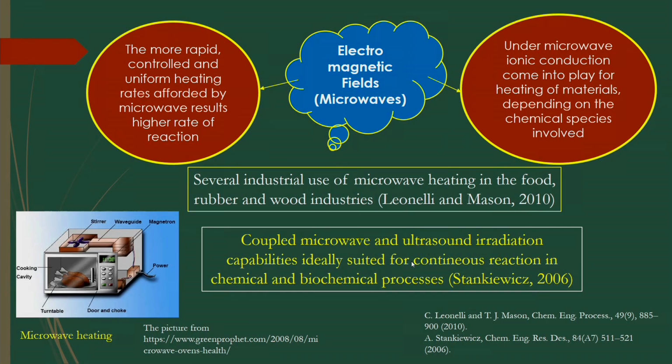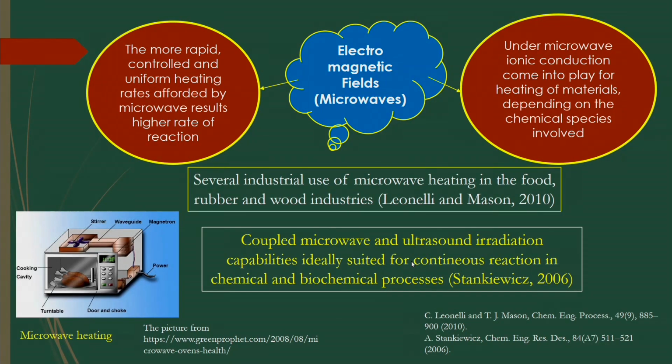Like several industrial uses of microwave heating in the food, rubber and wood industries, they are using this microwave heating for their process. Coupled microwave and ultrasound irradiation capabilities are also suited for the continuous reaction in chemical and biochemical processes. So, in process intensification, one of the important features is electromagnetic fields, by which you can intensify the process.